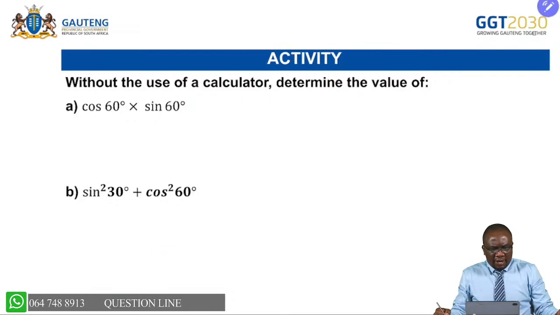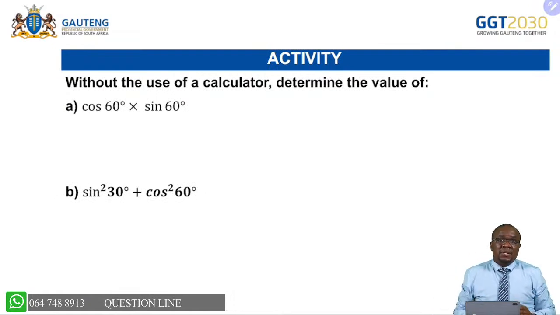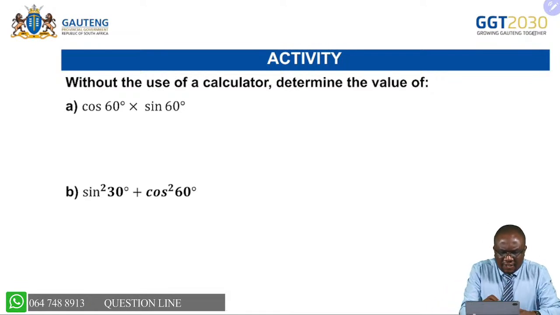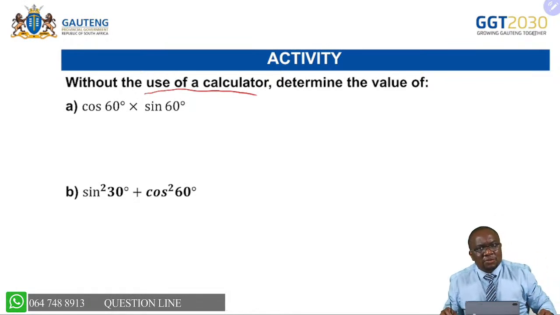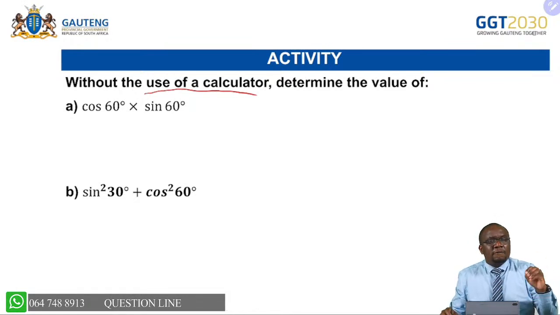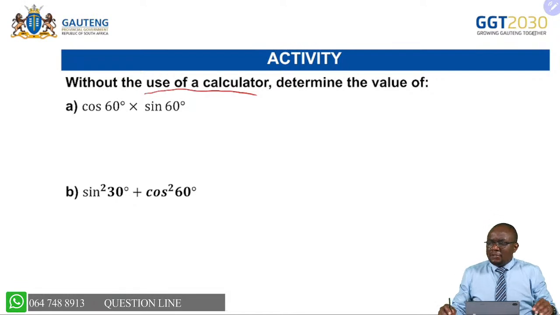Now, this is the activity. I want to emphasize this on this activity. I'm going to tell you what to do. It's no longer an activity now. I'm going to teach you. Please listen and take notes. It is very, very easy to deal with special angles. They say without the use of a calculator. What does that mean? It means that you must show the ratios of the trigonometric ratios of the special angles. Just show that, you're getting all your marks. You can even confirm with your calculator.